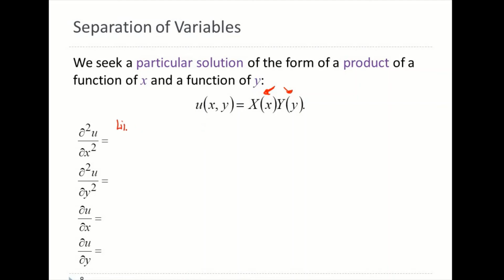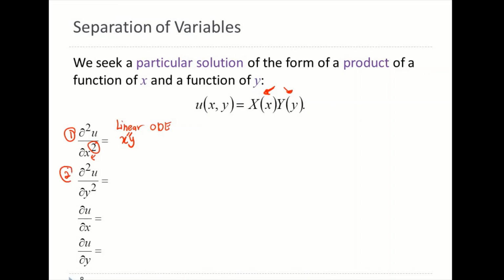So for the first example here, we have delta squared u over delta x squared. We know that our equation has variables x and y. Look at the denominator here: second order which belongs to x, so X double prime Y. That's how we write the linear ODE.